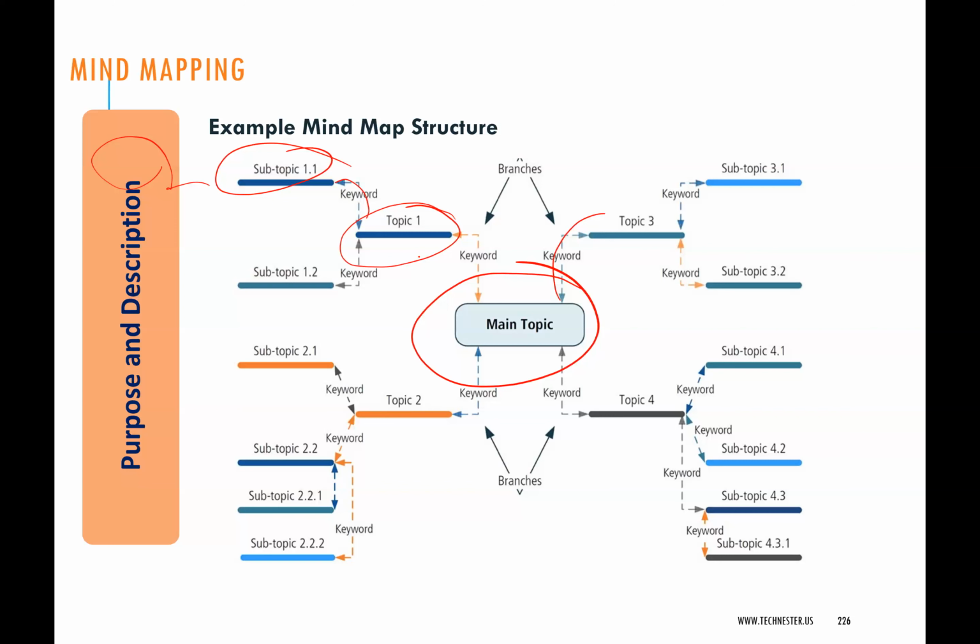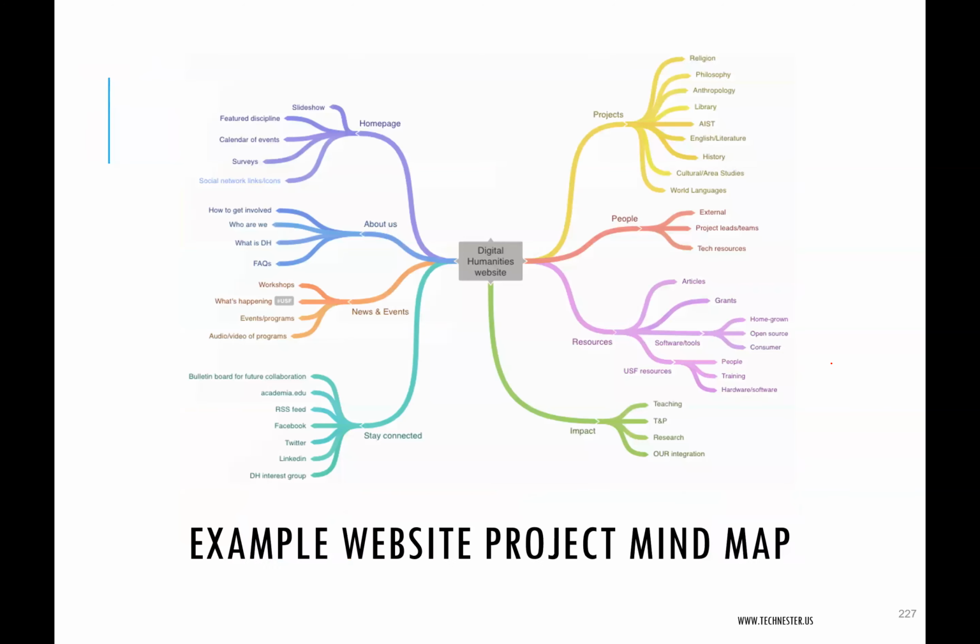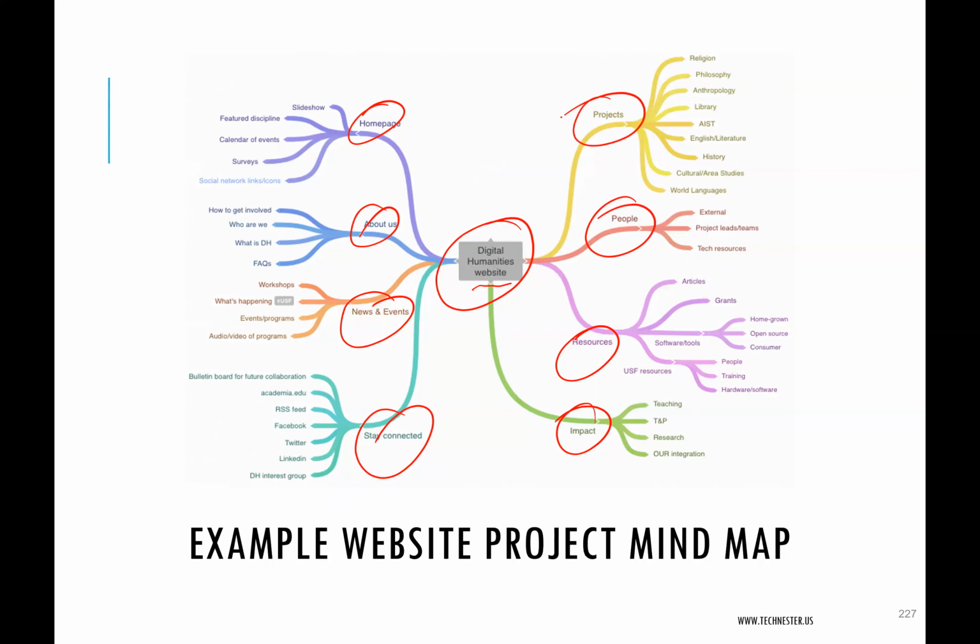So let's see how a business analyst would use this to represent a system that they are developing. So this is a website, digital humanities website. And this is how these business analysts used it. So you create, this is the main topic. These are subtopics. So it will have homepage, about us, news and events, stay connected, impact, resources, people, and projects. Then these are subtopics. Under projects, they have religion, philosophy, anthropology, library, AIST, English and literature, and so on.